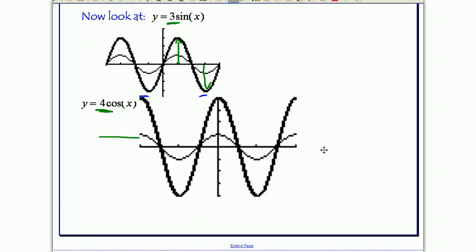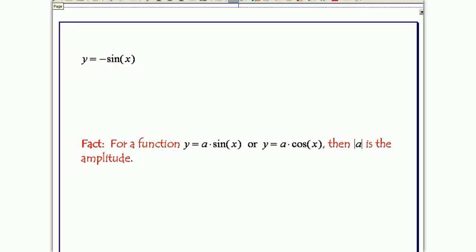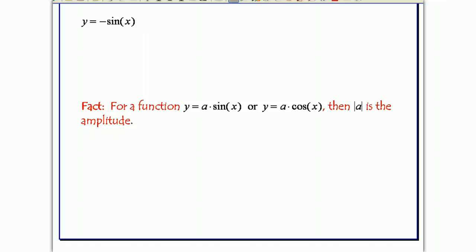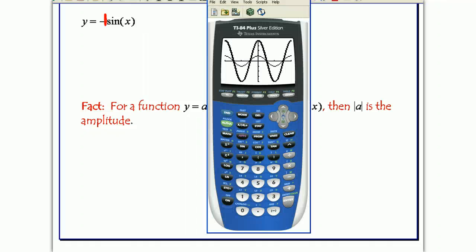All right, is this something you think you can do on your own? I bet you could. Actually, one more I want to show you, and then we'll have you try this on your own. And here, let's try a negative sine of x. What do you think that negative in front does? And a negative is like a -1. So let's just consider that for a second. So here's y equals, we'll clear this out, clear that out. And let's go a negative sine of x.